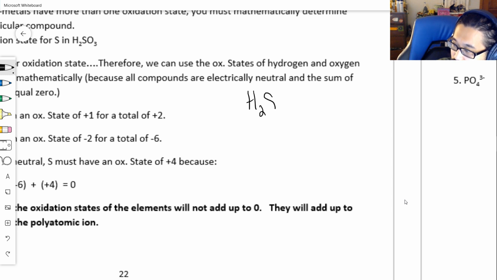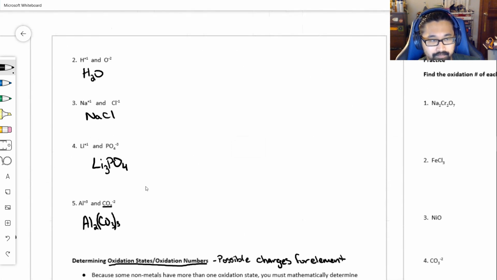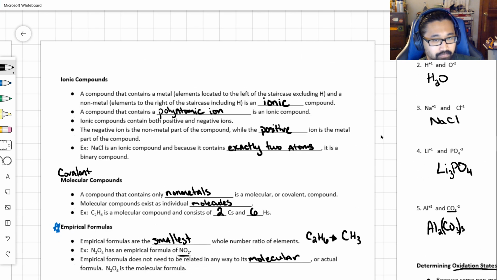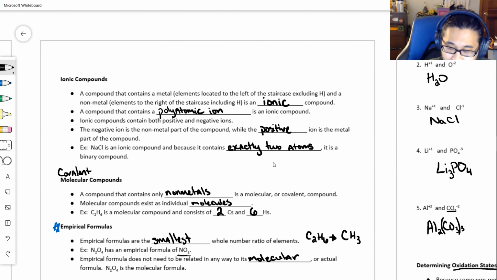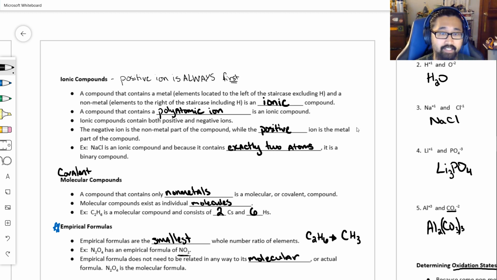So H2SO3. Right? I'm going to look at these other guys. Now, as a little hint, and I didn't talk about this with the ionic compounds, but you might want to, let's very quickly go back over here. Okay. With the ionic compound, the positive ion is always first. The positive ion always comes first in an ionic compound.